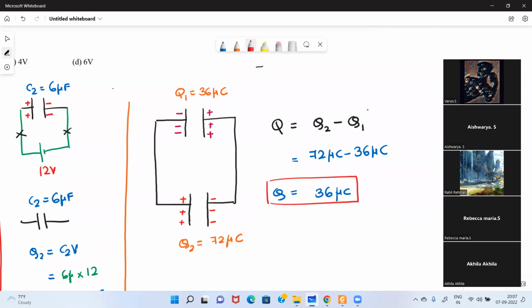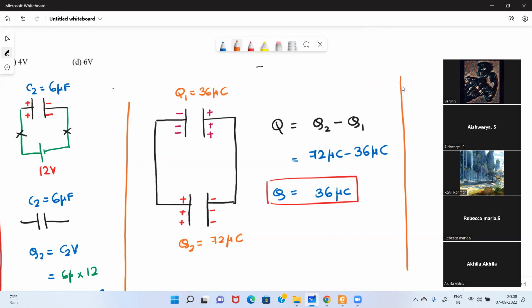36 microcoulomb. Suppose, now I'll ask you a question. Suppose the question had been, you are connecting the positive plate of one to the other positive plate, and negative plate to another negative plate. Then what do you expect the answer to be? What will be the total charge? 72 plus 36. So it will be 108 microcoulomb. Are you clear? Yes, sir.